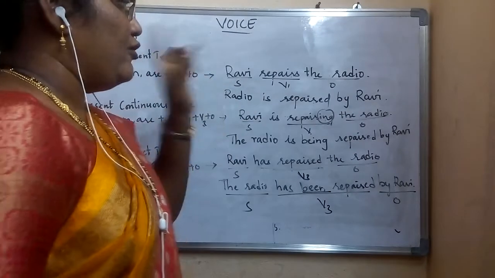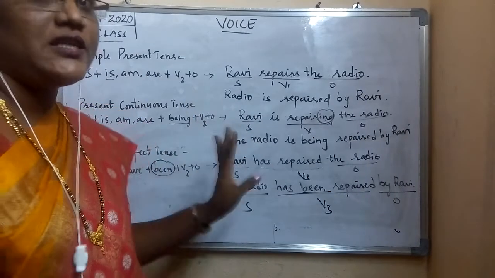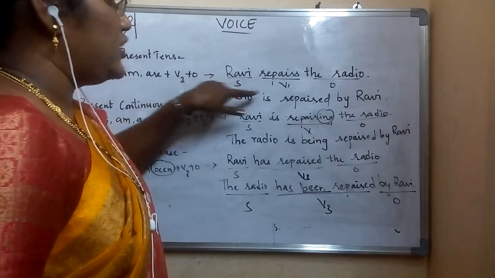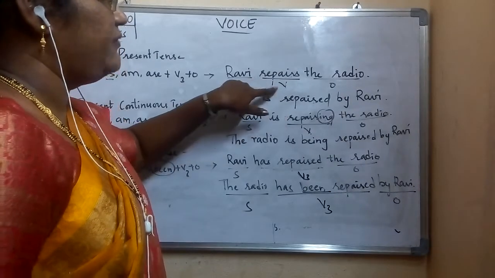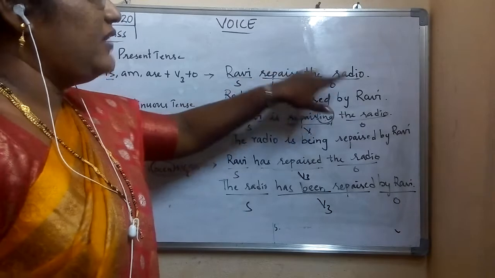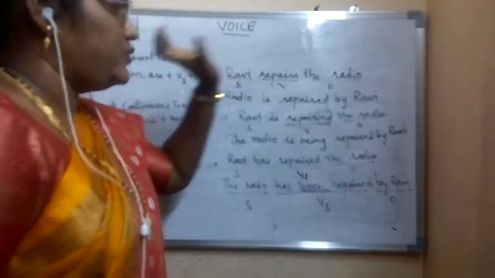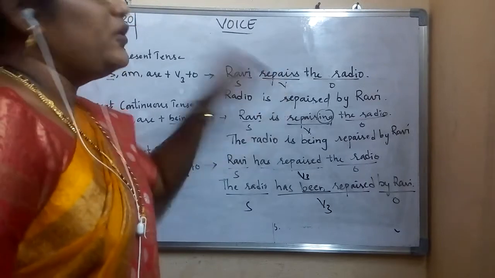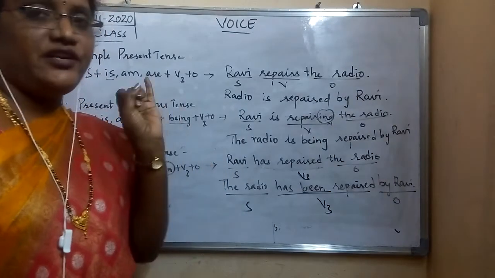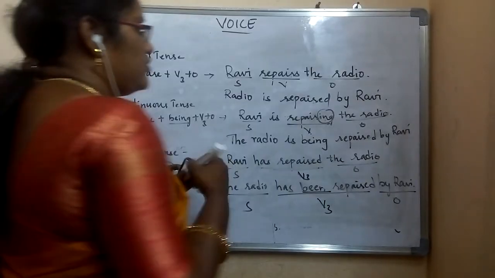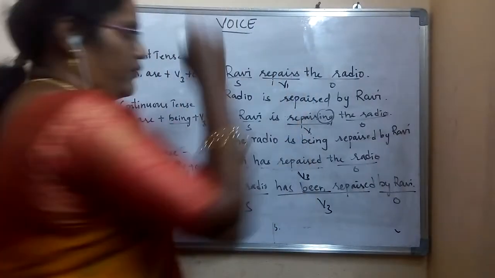Ravi repairs the radio. Understand in the given sentence what is subject, what is verb, and what is object. Now you underline. Ravi is subject. Repairs, okay, don't put V1 first itself. Repairs is verb. Then the radio is object. Now you have a clear understanding that there is subject, verb, and object. And now you see the verb is in which form, okay, either V1, V2, V3 or V4. You need to check which form it is. Then you have understood that it is V1 form.